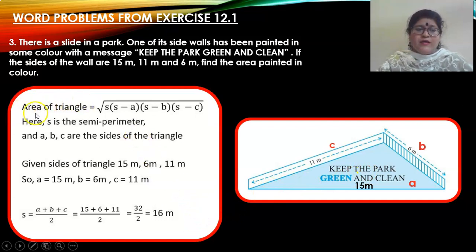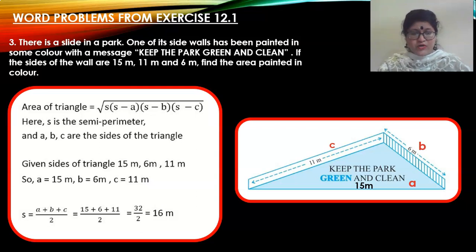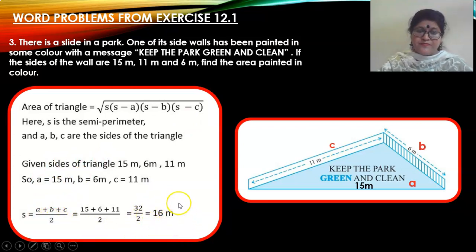So, area of the triangle, we're using Heron's formula. But before that, calculate the semi-perimeter, which is A plus B plus C upon 2. So it is mentioned out here. And when you solve it, you get it as 16 meter. You can write the formula after this also. So it depends on you how you want to present your answer.